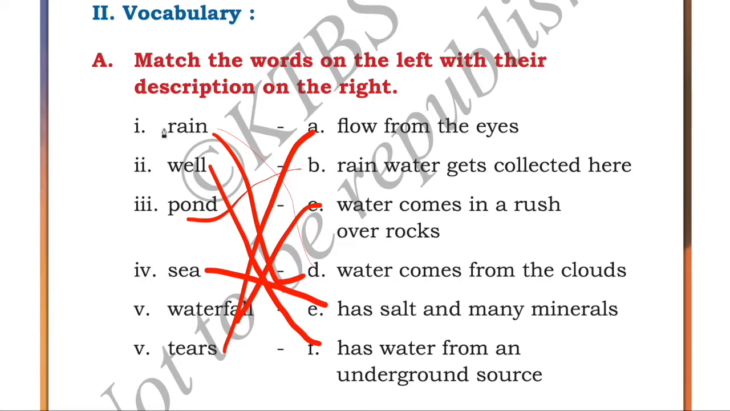So for you to avoid any confusion, maybe I'll just say it once again. Rain is water that comes from the clouds. Well has water from an underground source. Pond has rainwater that gets collected there. Sea has salt and many minerals. Waterfall, water comes in a rush over rocks, and tears flow from the eyes.